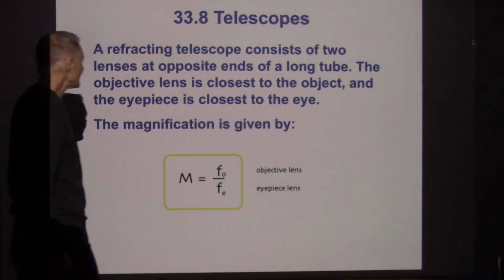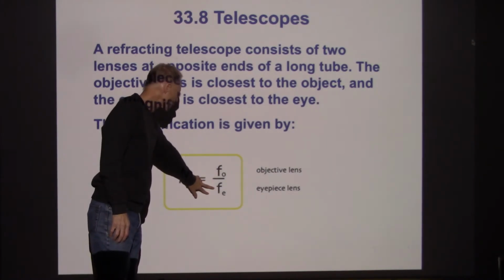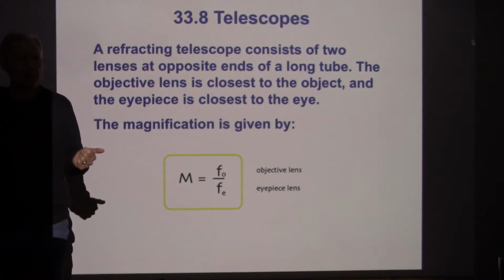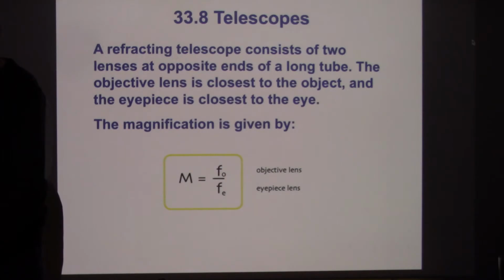So by taking two lenses, one with a really long focal length, one with a really short focal length, we're going to be able to get an angular magnification. Now, this is a telescope. The important quantity is not lateral magnification, it's angular magnification. So let's see how this is going to work.